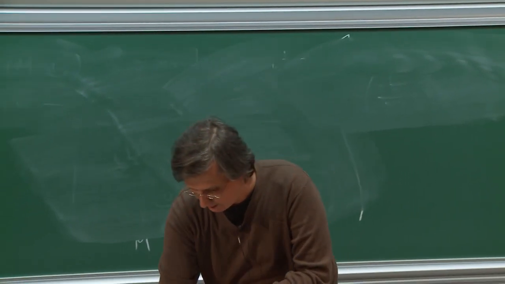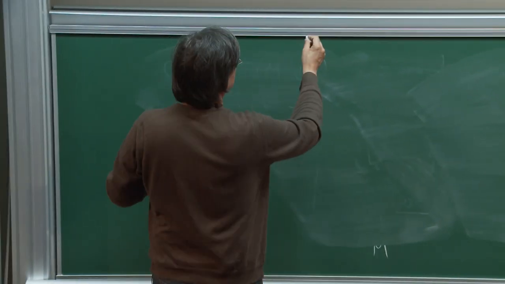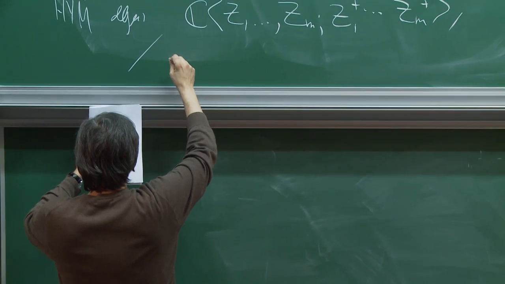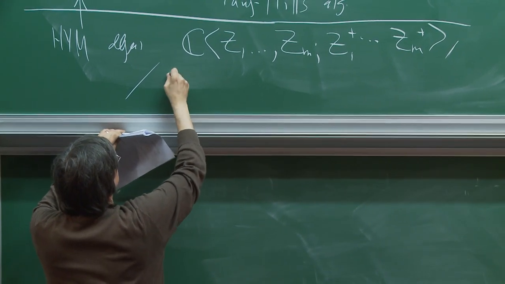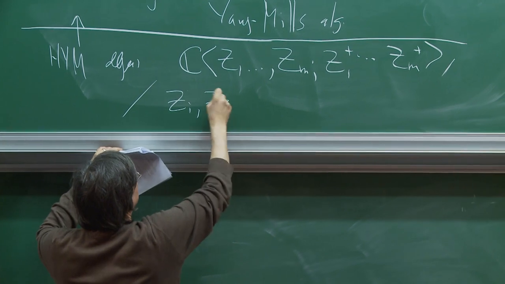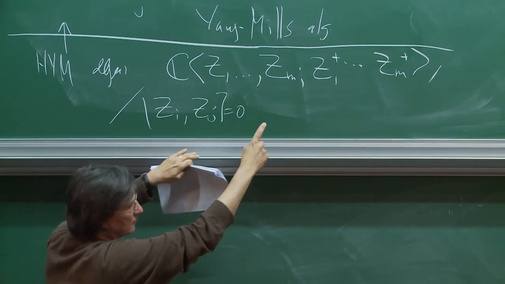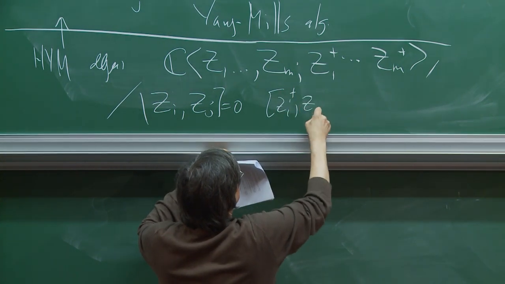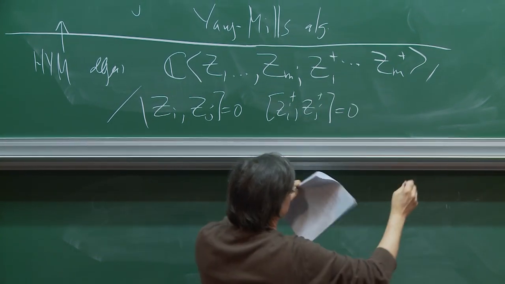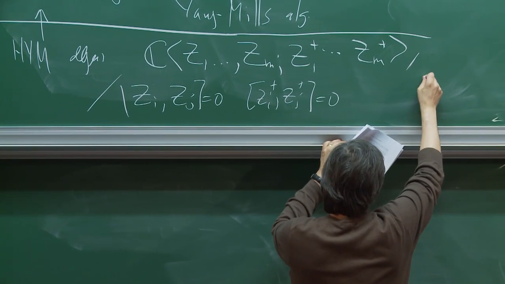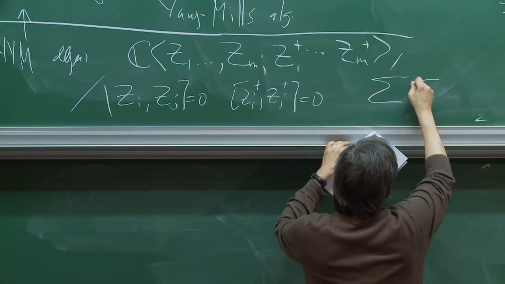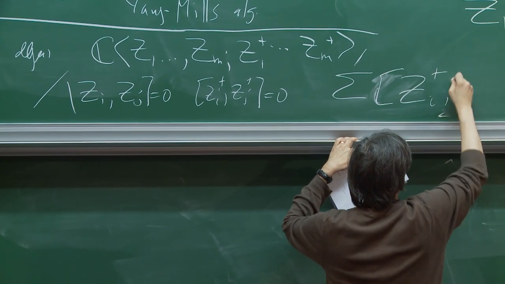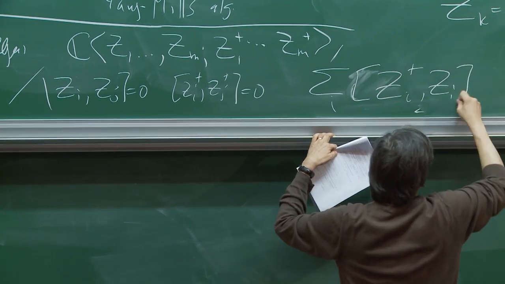And the relations are the following. Or maybe I just write it here, model relations. First, Zi commute. And also Zi hat commute. And you have just one equation: the sum over i of the commutator of Zi hat, Zi is equal to 0.